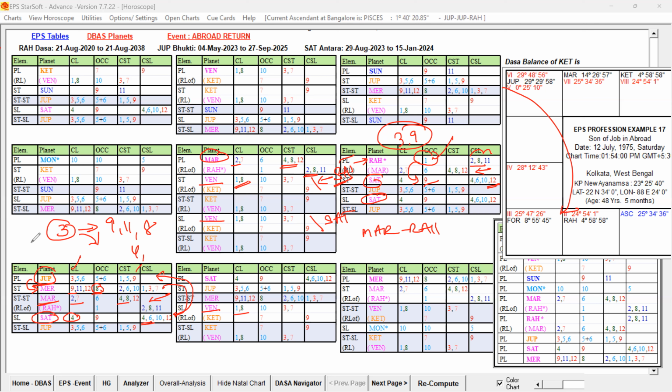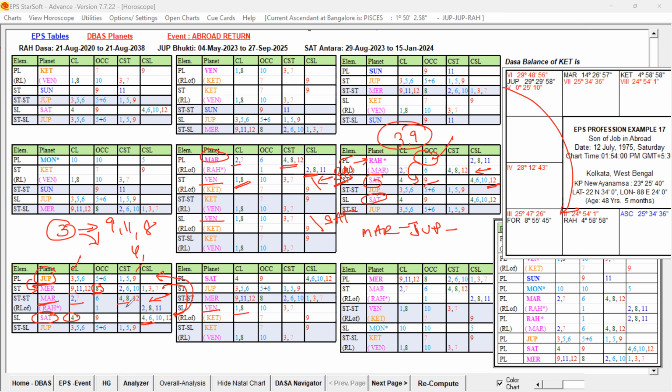Just a minute. In Mars Dasa, Jupiter Bhukti is stronger than the Rahu Bhukti in abroad return. So the favorable key planet in the Jupiter for coming to the homeland is Saturn, right? And also Mars is playing a role, the Lord's key planet also playing a role here. And Saturn's role is significantly playing. So we have to keep it in mind, right?